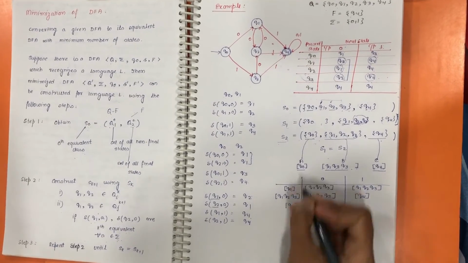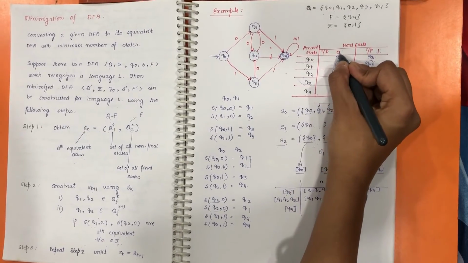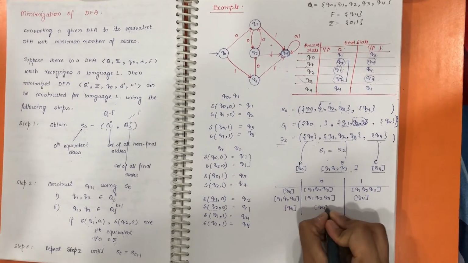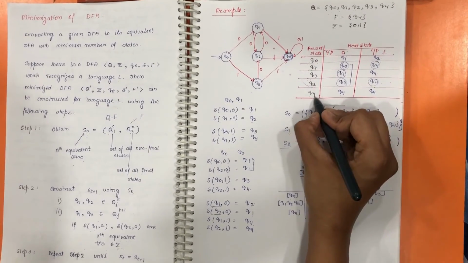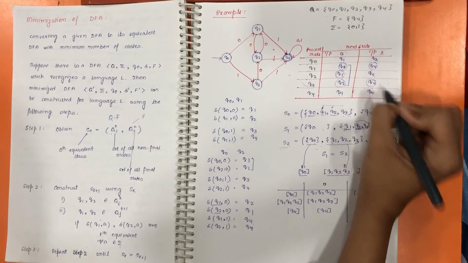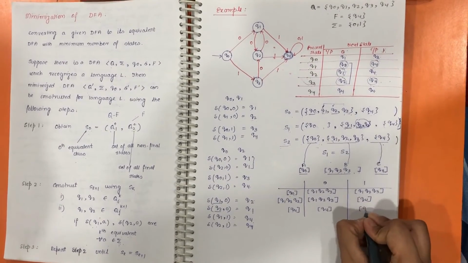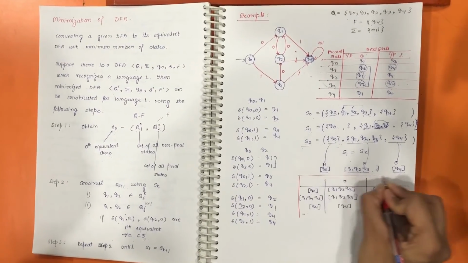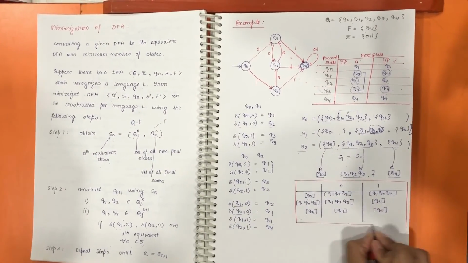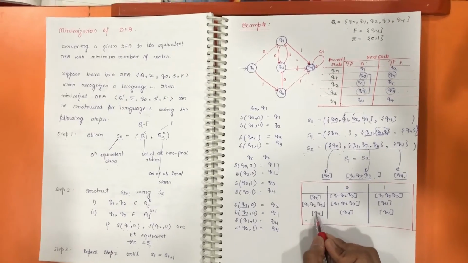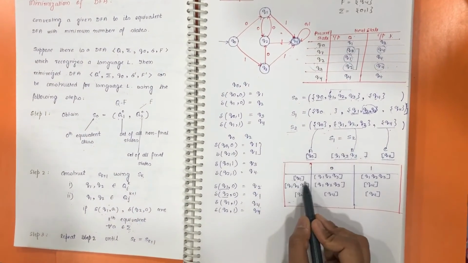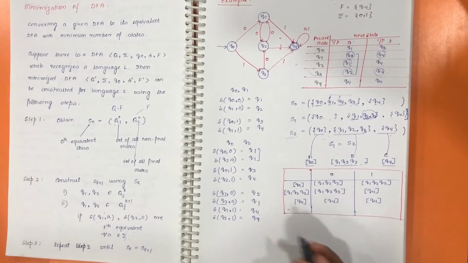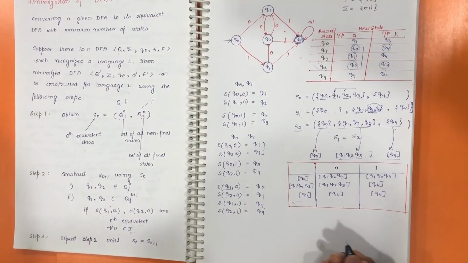Now at state Q4 for input symbol 0, the next state is Q4. So here we will write the state for the minimized DFA. At Q4 for input symbol 1, the next state is Q4. So here we will write the state in the minimized DFA. So this is our transition table for the minimized DFA. The minimized DFA has these three states. Now using this transition table, we can plot the transition diagram.